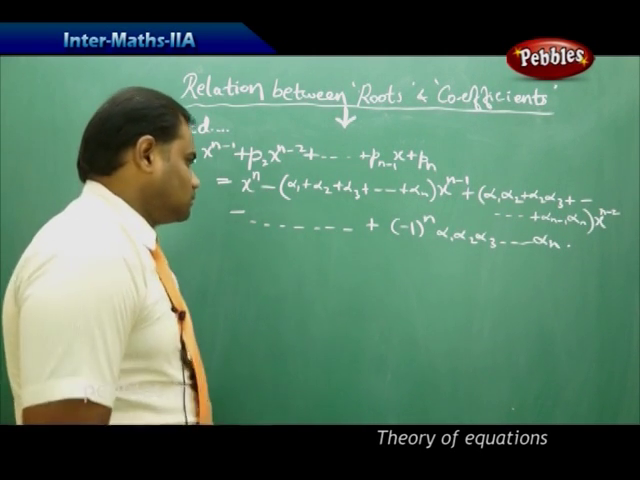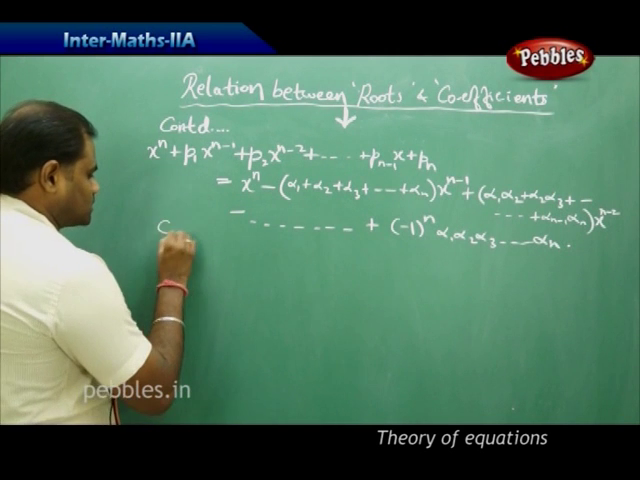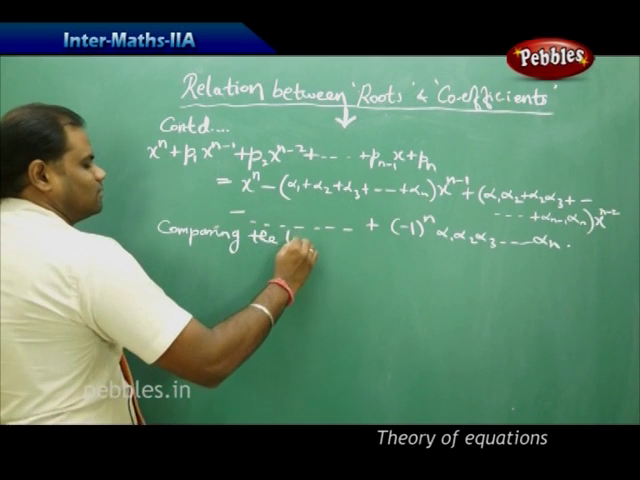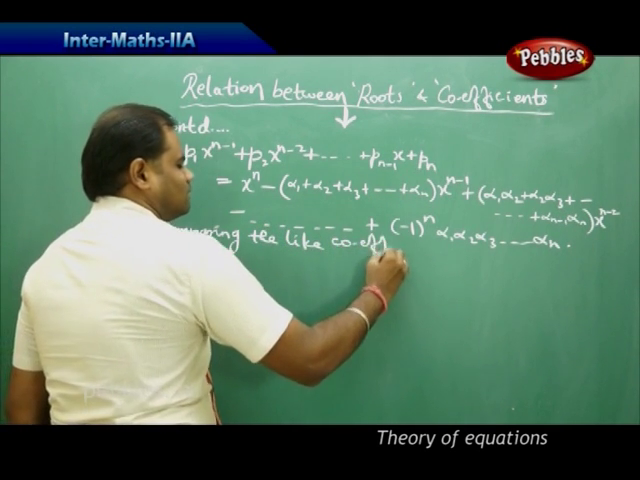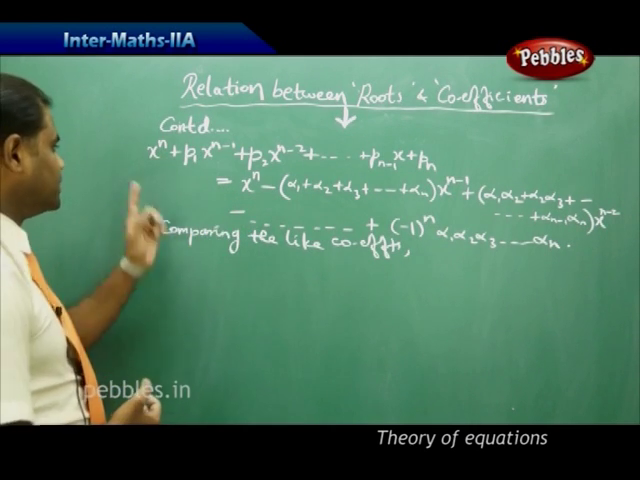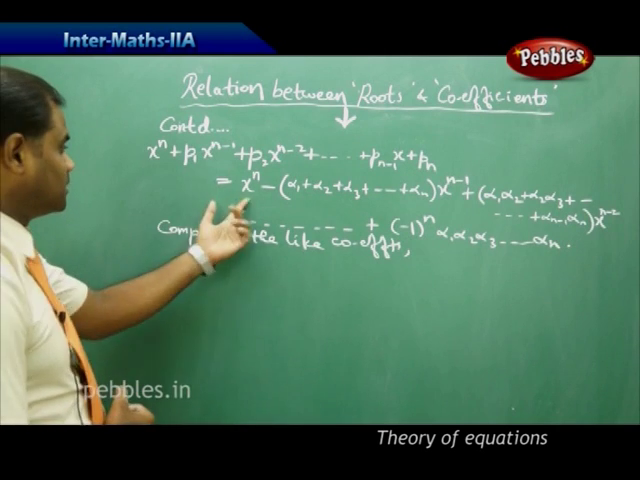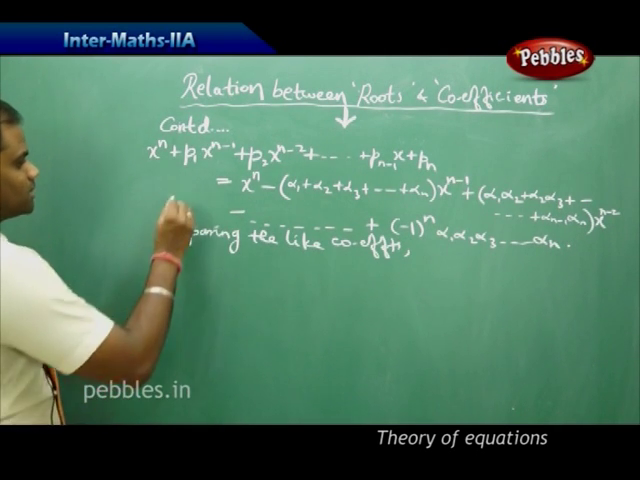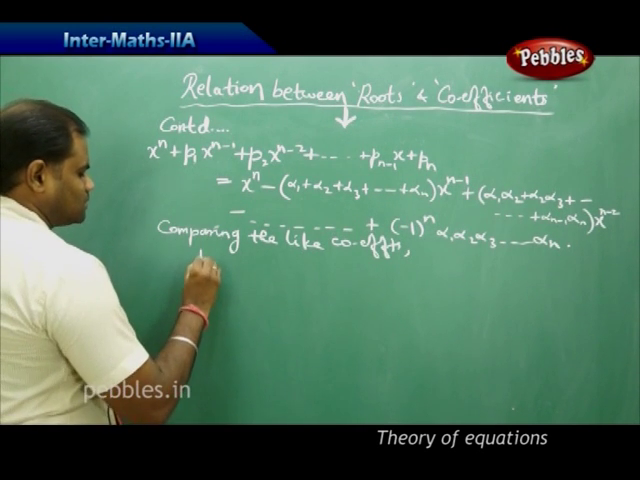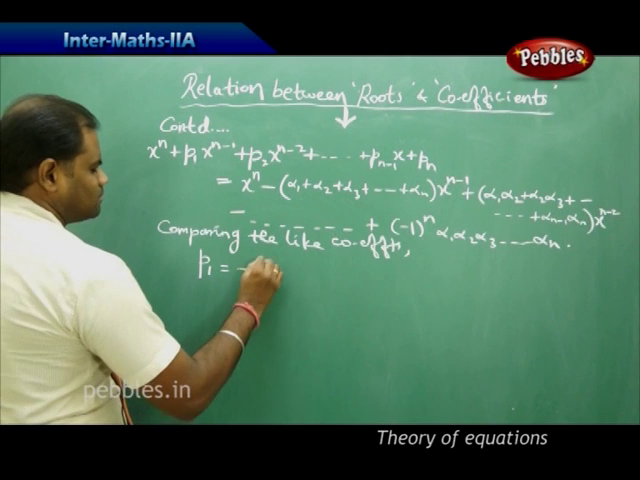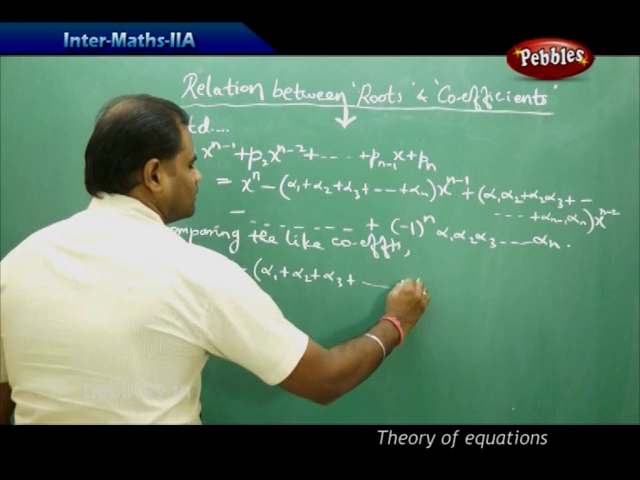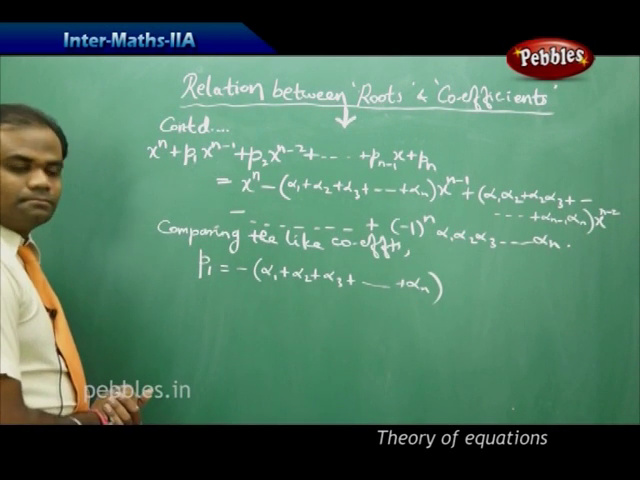Now here comes comparing the like coefficients. Let's see what happens. Comparing the like coefficients, I find x power n and x power n are always with the leading coefficient 1, which are equal, as can be clearly seen. Now let's see the relation between P1 and this, where I clearly see that my second coefficient P1 is minus times alpha 1 plus alpha 2 plus alpha 3 till alpha n.